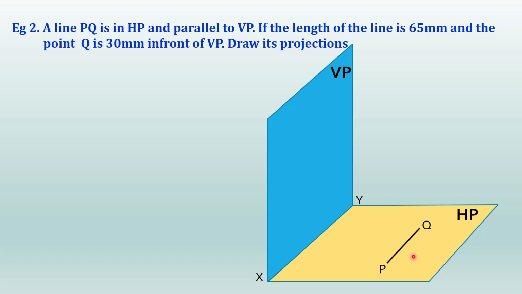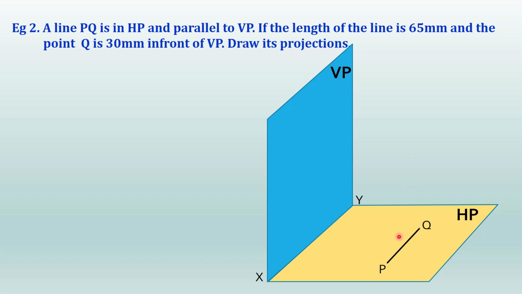So, since the line lies on the horizontal plane, when you look from the front, the elevation of P and Q will be obtained on the XY line, right? That we have already learned in the projection of points, right? So the elevation will be obtained on the XY line. So P dash, Q dash will be obtained on the XY line. Now since the line PQ is parallel to VP, the elevation will be true length. So you know the distance between the 2 points also, which will be equal to 65 mm.